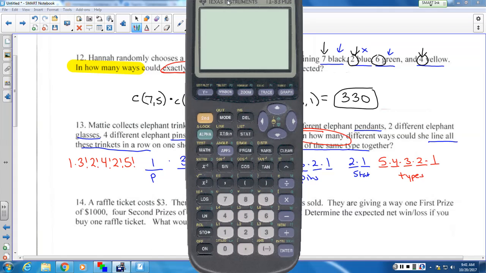I'm going to type this in my calculator. 3 math PRB factorial.